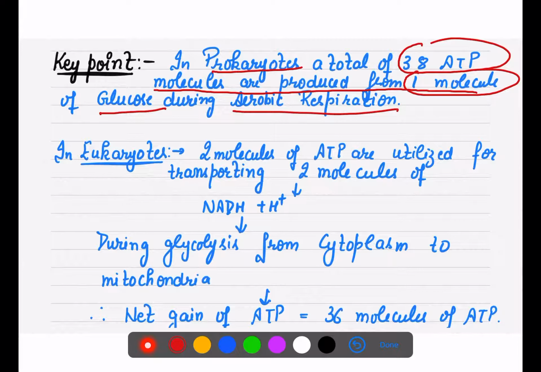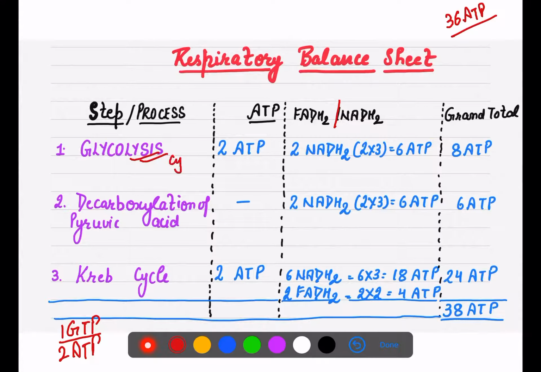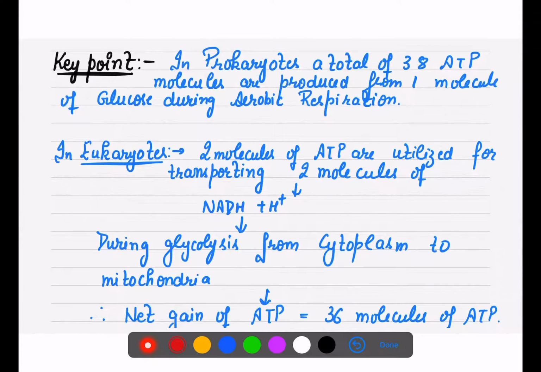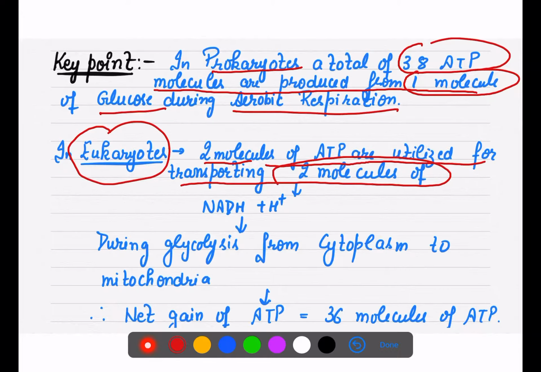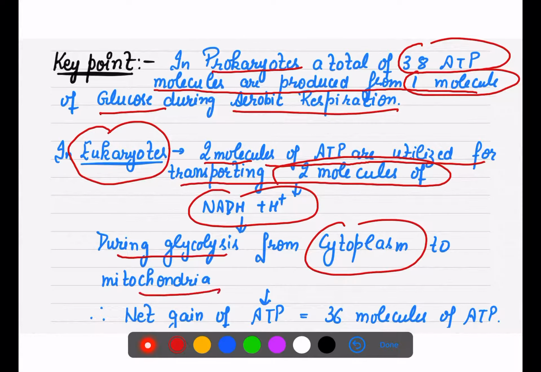But in eukaryotes, because they are a little complex, and this step was happening in our cytoplasm, there was the movement of pyruvic acid from the cytoplasm to the mitochondria. So in eukaryotes, two molecules of ATP are utilized for transporting two molecules of NADH2 produced during glycolysis from the cytoplasm to the mitochondria.